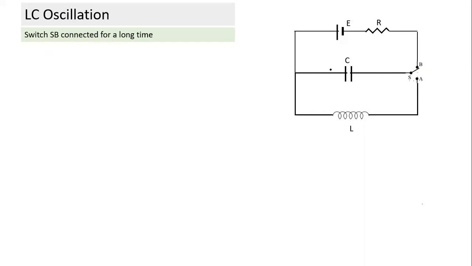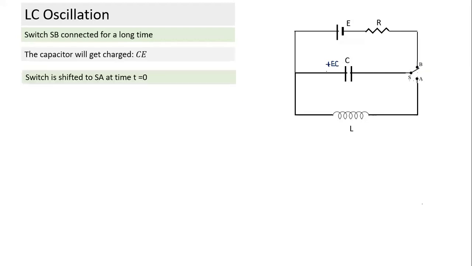In that case, after some time, the current will drop to 0. No current will flow in the circuit. It will behave like an open circuit. And this will have a charge equal to EC. Is it not? That's the charge it will have. So it is fully charged. This is the part of the circuit we are familiar with. We could have written the equation also. The capacitor gets fully charged at CE.